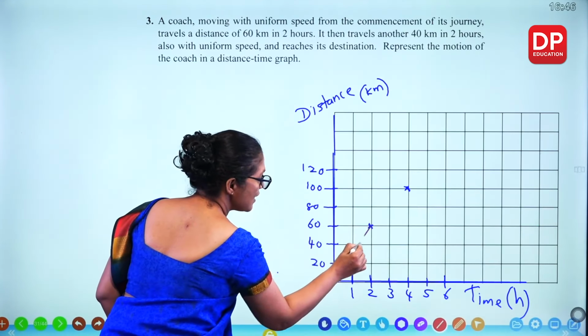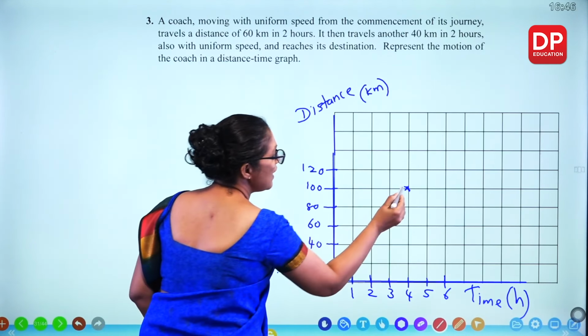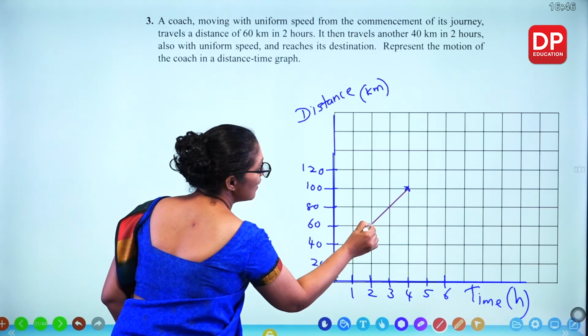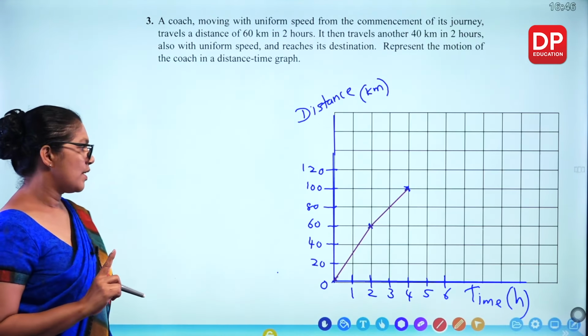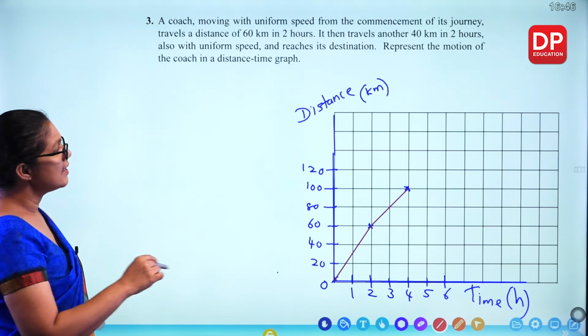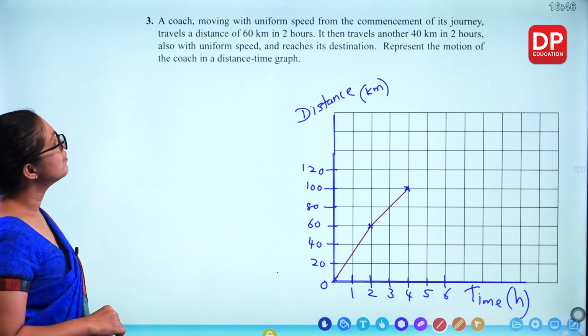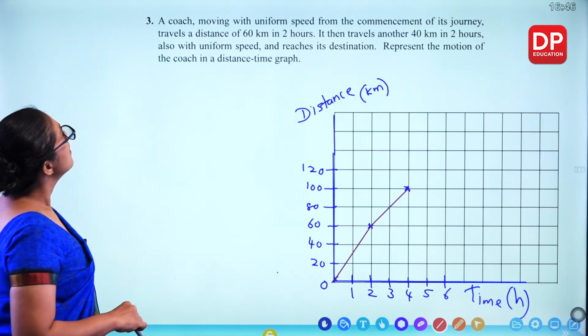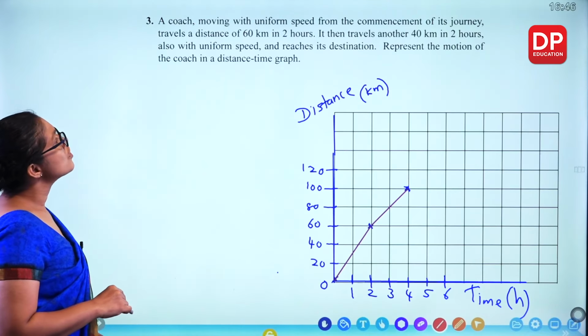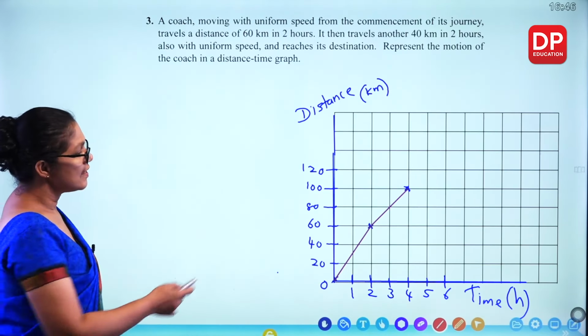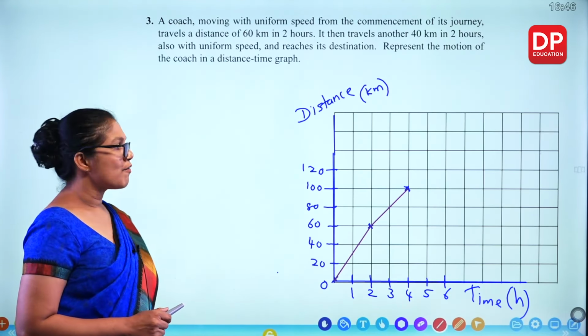So I'll connect here to here first and then here to here. So in this graph, speeds are not equal. So this is the distance time graph. Now they ask, represent the motion in the coach in a distance time graph. So this is the distance time graph for the coach.